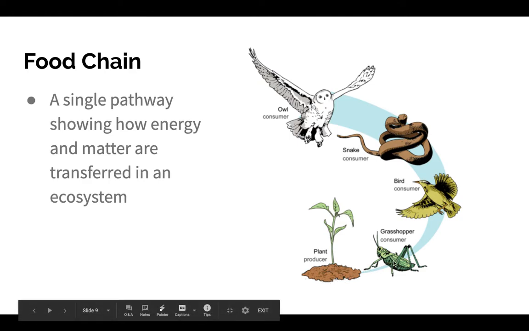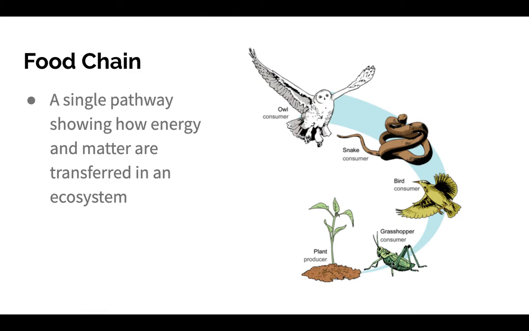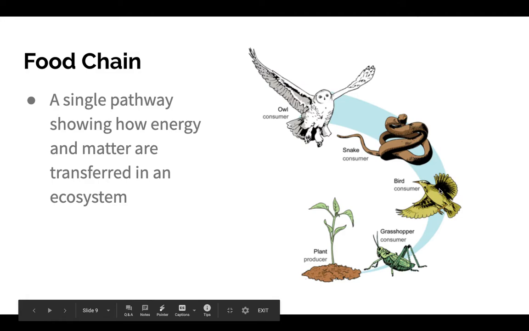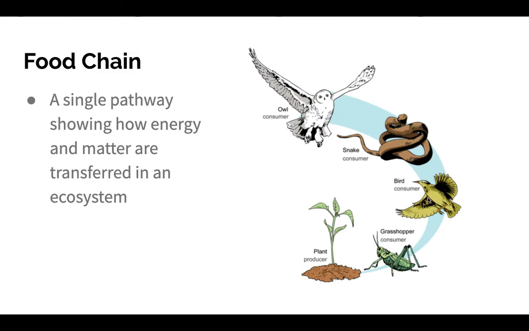The grasshopper, our primary consumer, eats that plant, uses that sugar in cellular respiration, breaks out the energy, and uses that to live. The next level is the bird, which eats the grasshopper. The bird is our secondary consumer. It's eating the grasshopper, it's getting the energy and the sugar from the grasshopper cells, and is using that to survive.